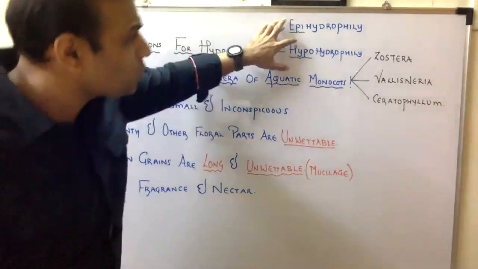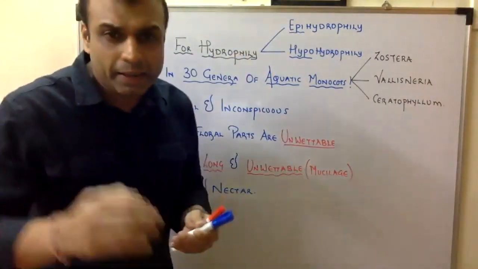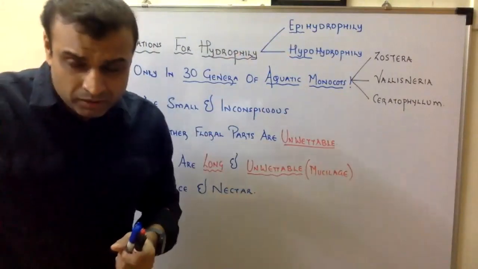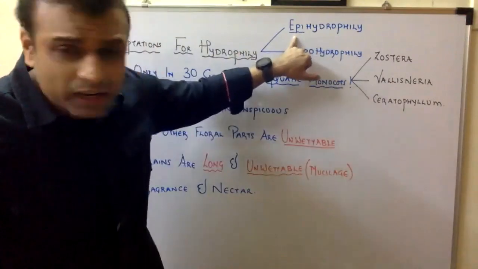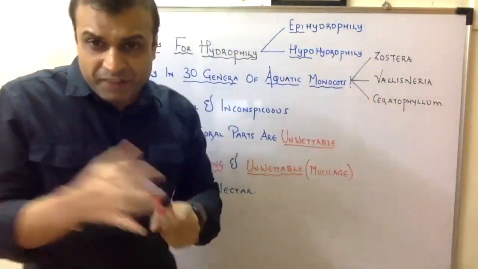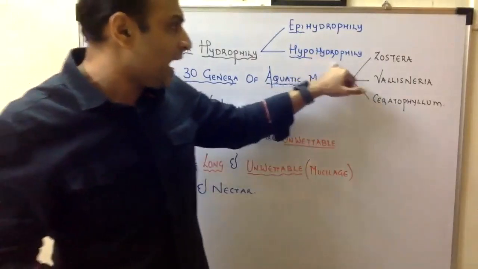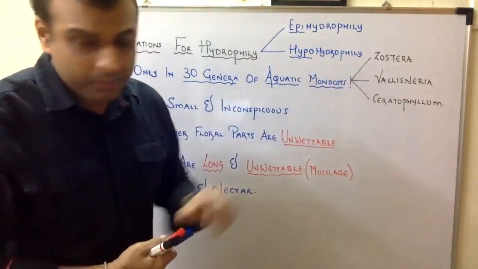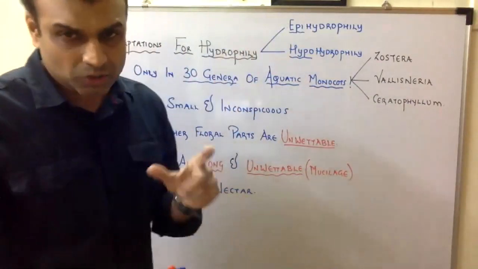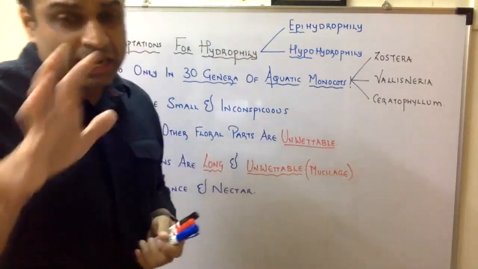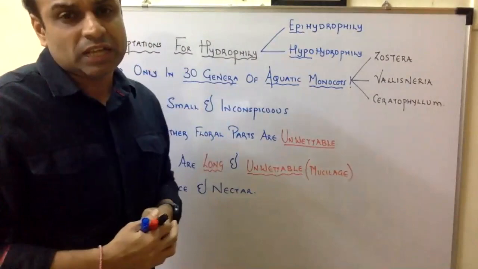Okay, the first one is called as epihydrophily. Now when I use the word epi, ka matlab hai above. So when the pollen grains float on the surface of water, we call it as epihydrophily. And when pollination occurs below the surface of water, it is called as hypohydrophily. Okay, we will be definitely learning in detail about both the pollinations. Okay, right. But let us now understand the common adaptations. Let it be epi, let it be hypo. The adaptations are quite common.